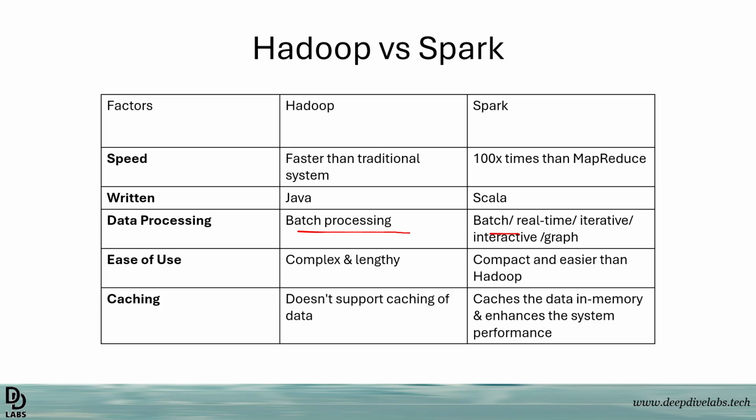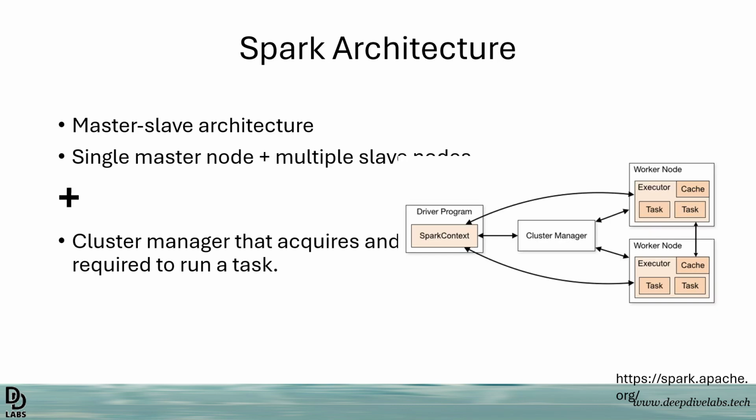With regard to ease of use, Hadoop is complex and lengthy. Even despite having tools such as Hive and Pig, it does become a little bit tedious to work in the Hadoop ecosystem, whereas Spark is compact and easier than Hadoop. With regard to caching, Hadoop does not support caching of data. Caching is essentially some sort of data sharing that happens, whereas Spark caches data in memory and enhances the system performance.